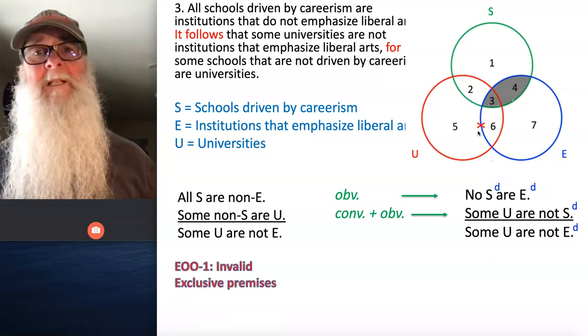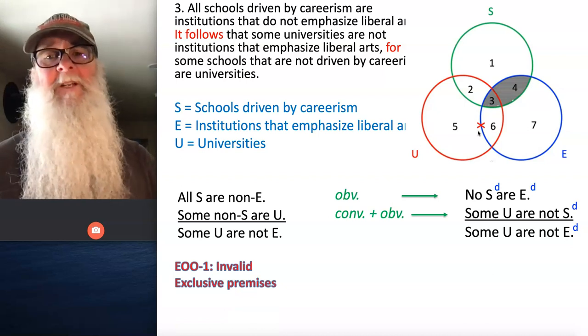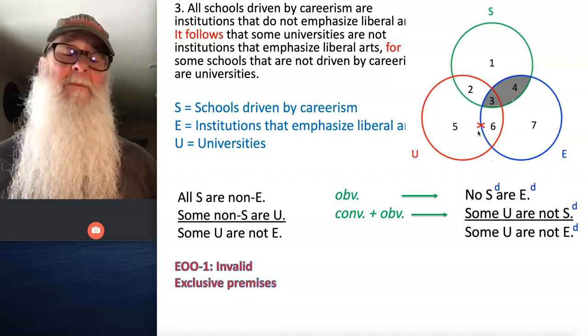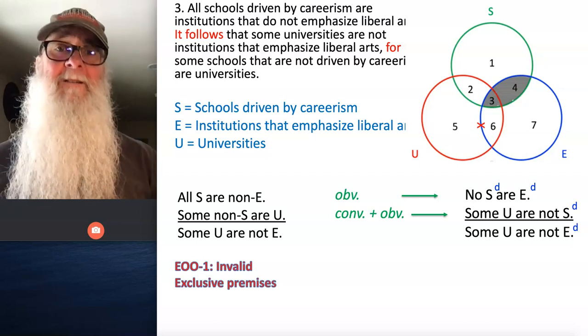is invalid. When we consult our inventory of valid forms, we're not going to see E, O, O, and figure 1 anywhere. This argument suffers from the fallacy of exclusive premises and is invalid.